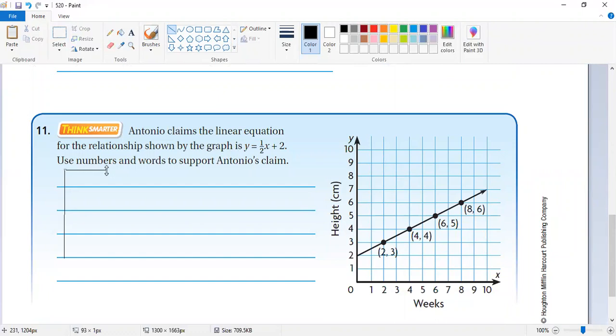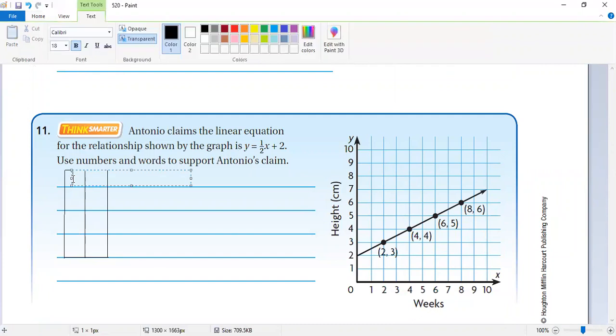And we will not be using all the values of x. We will just use some of them, at least 3. They have given us 4, so let's use 3. This is going to be x and that's going to be y. From the graph, when x is 2, y is 3, right? When x is 4, y is 4. When x is 6, y is 5.